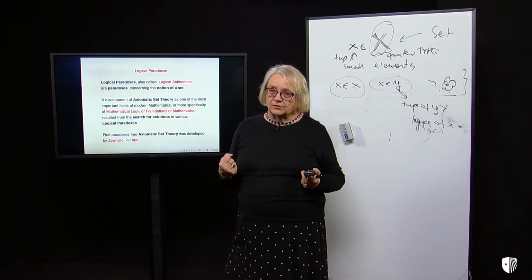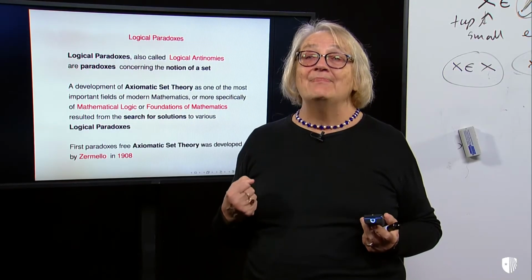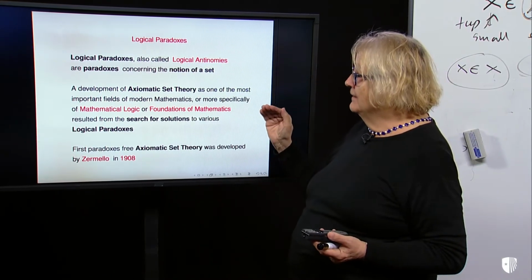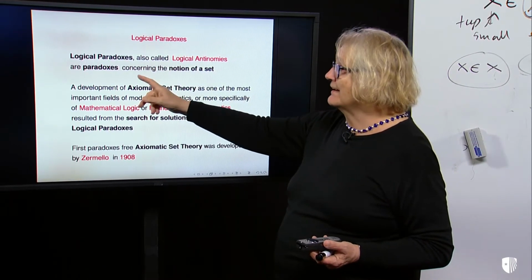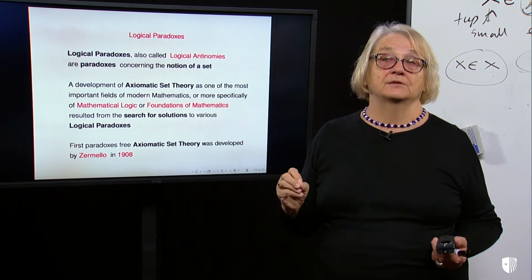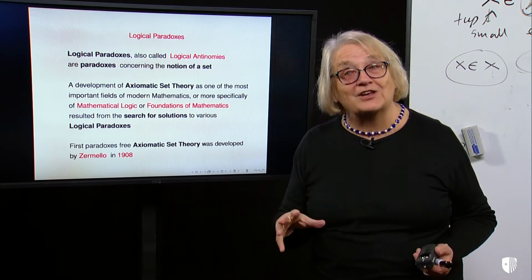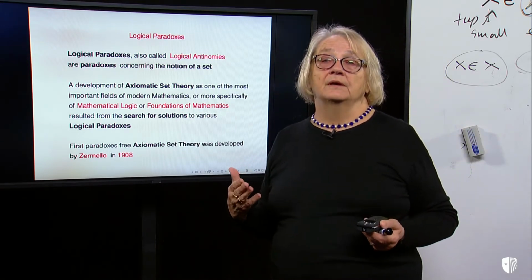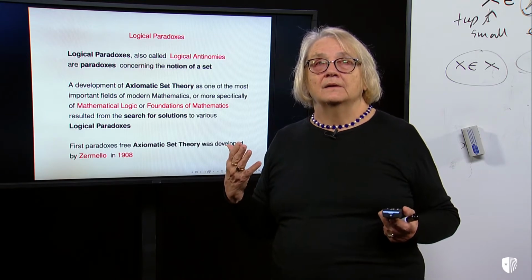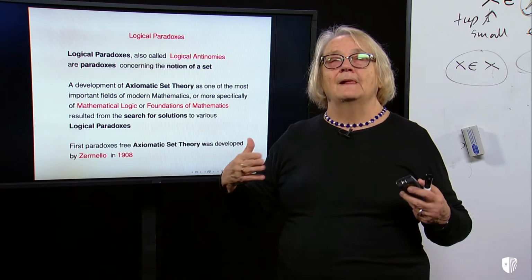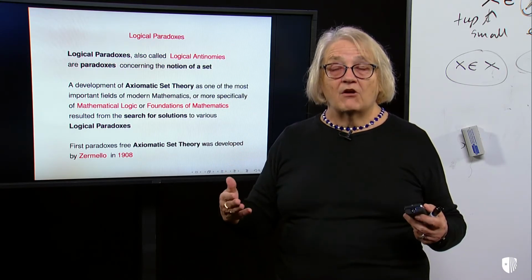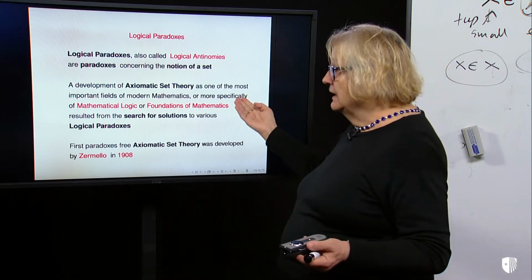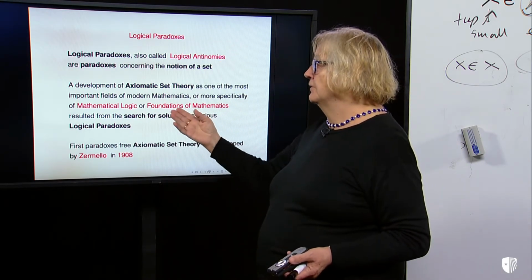So logical paradoxes are also called logical antinomies. Paradoxes, antinomies. They are called logical, and so logical paradoxes are paradoxes concerning the notion of a set. They're not set paradoxes, they are logical paradoxes. And the development of axiomatic set theory is the most important field in modern mathematics, because axiomatic set theory was developed and became one of the most important fields of modern mathematics, and specifically of mathematical logic and foundations of mathematics.